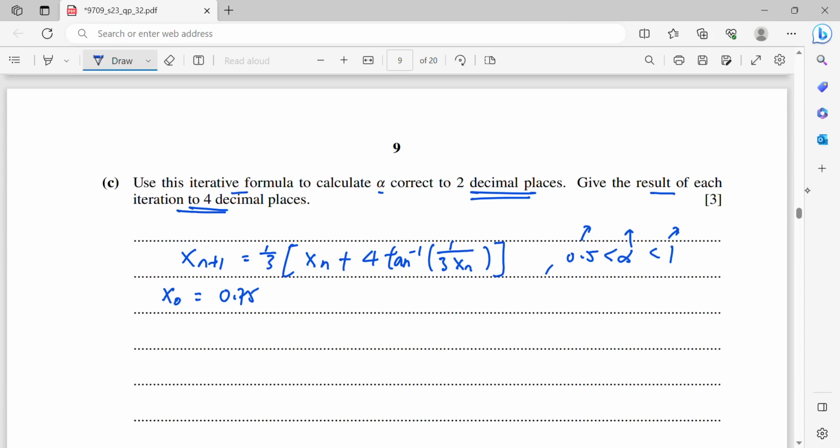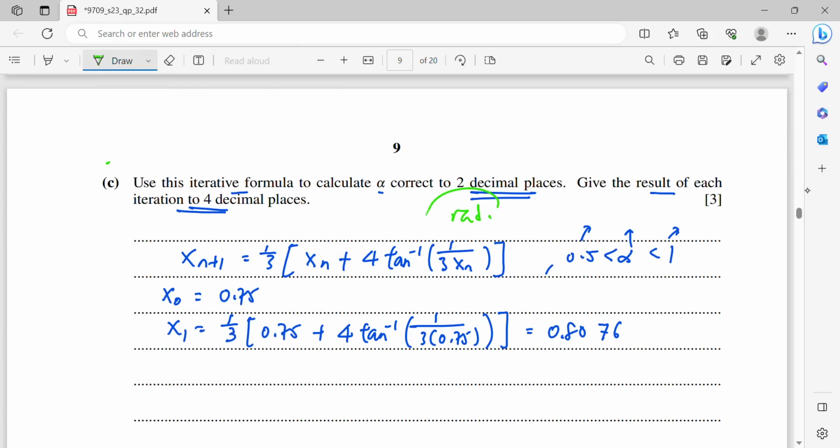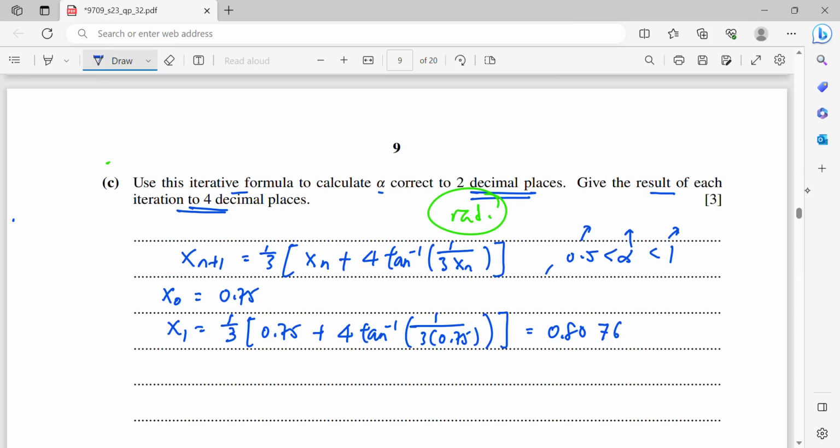Then with this x naught, I will be getting x1. So x1 will be 1 over 3 x naught 0.75 plus 4 inverse tangent 1 over 3 times 0.75. Then the answer is going to be 0.8076. Remember to do this calculation using radians mode. Now, at first 0.75, now 0.80. You need to give your answer to 2 decimal places. Make sure these two are the same.